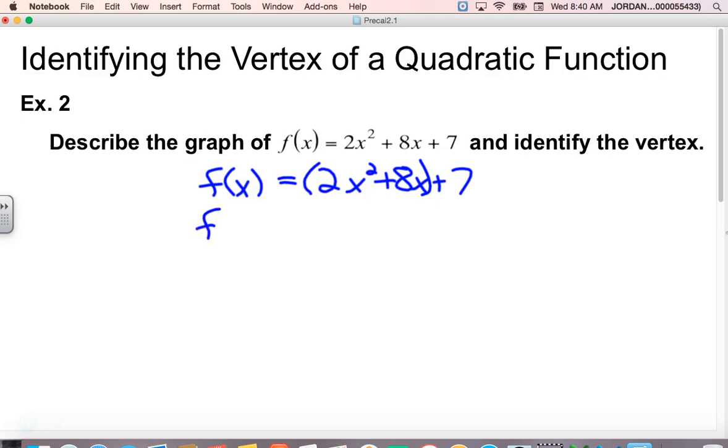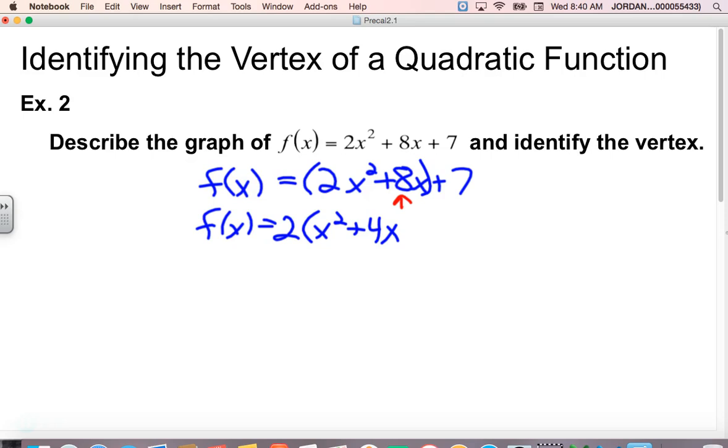And now next we want to do what's called completing the square. To do that, you're going to take half of the number that's in front of x, which is 8. Actually, first, before you do that, you need to factor out anything that you can factor out of that term. So we can factor a 2 out from 2 and 8. So we take out a 2. That leaves x squared plus 4x.